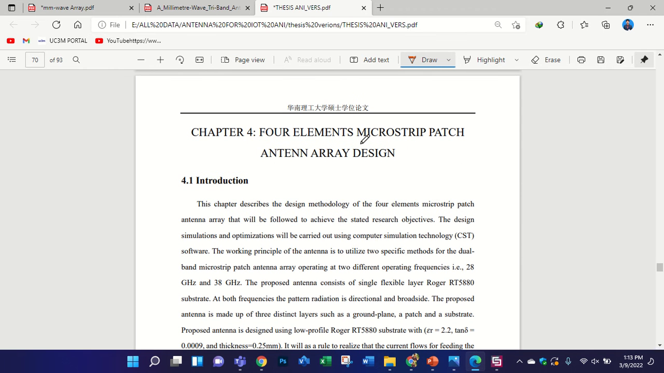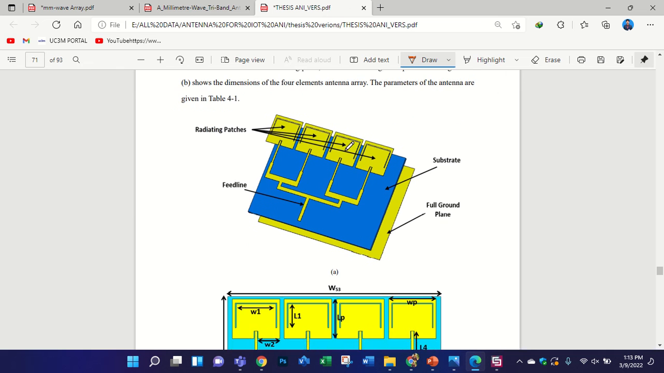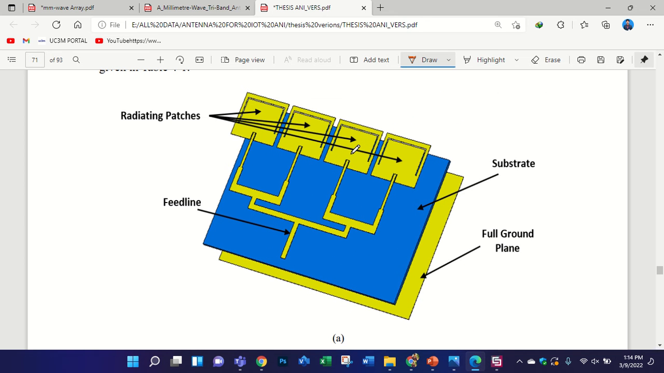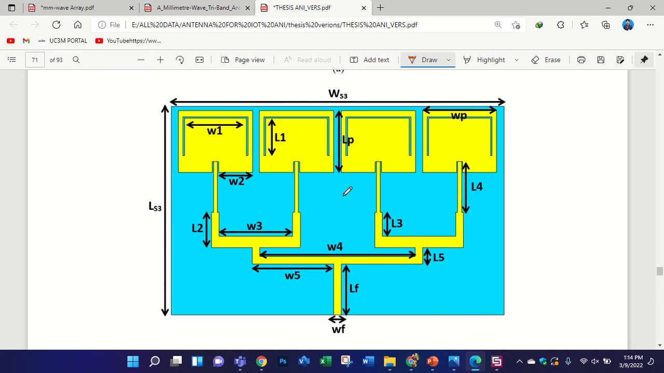Now this is chapter 4, the 4 elements microstrip patch antenna array. You see I have converted the patch into a 4 elements antenna array. This is the 4 elements antenna array, and it must operate at 28 and 38 gigahertz. If it is not operating at 28 and 38 gigahertz, then you can say you did not use these matching stubs perfectly.